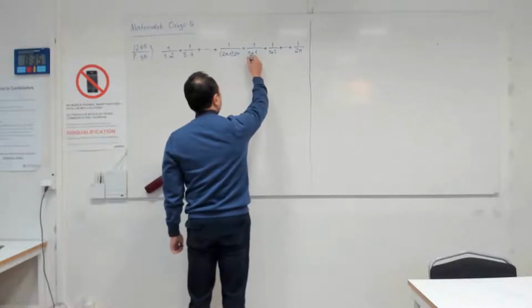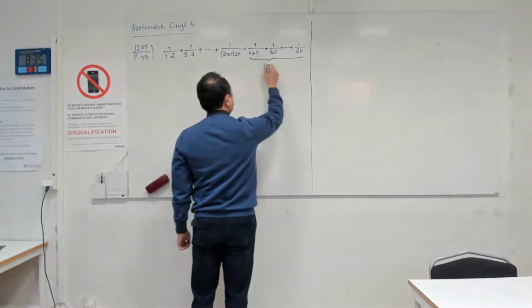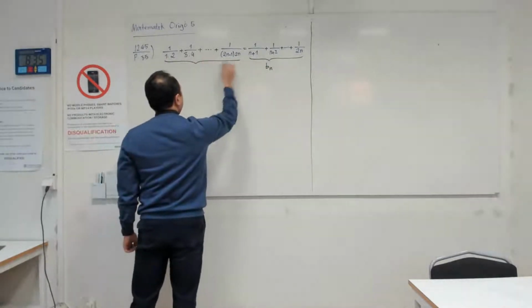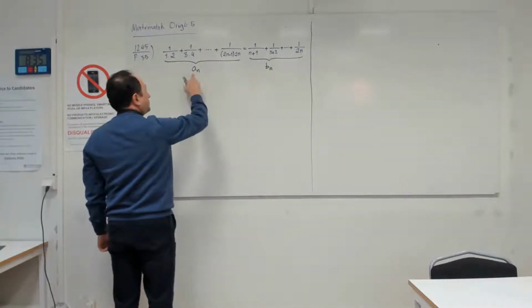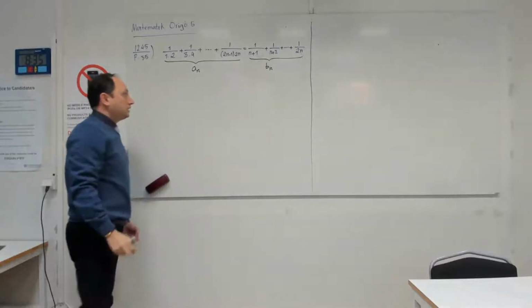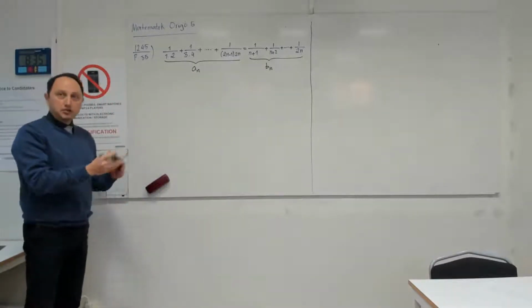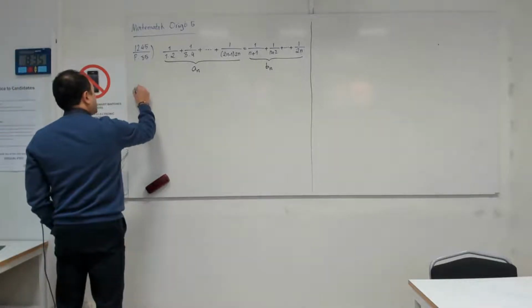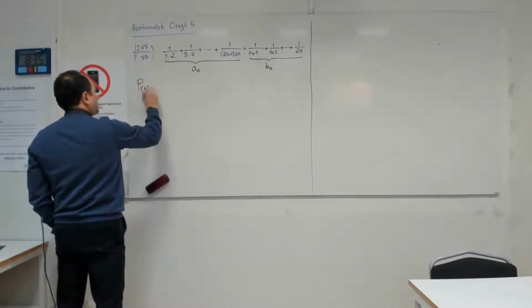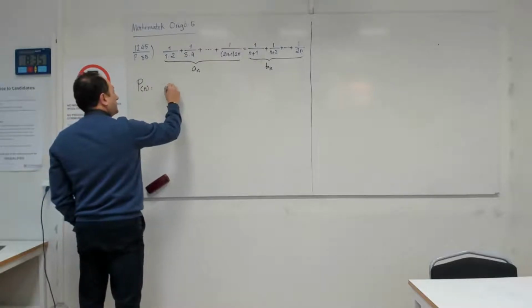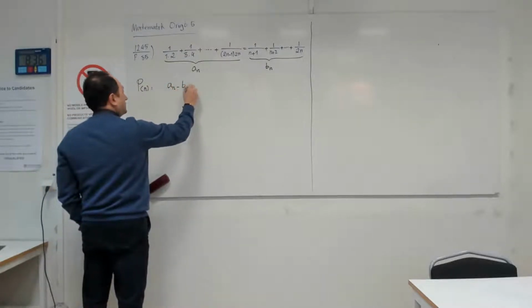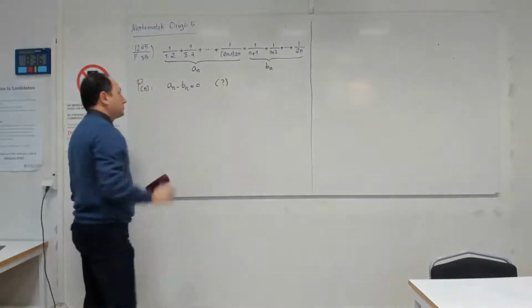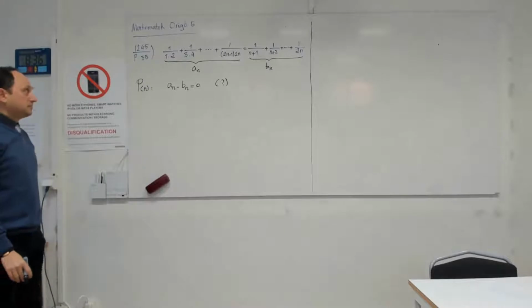If I remember correctly, I called the right-hand side Bn, and I called the left-hand side An. I want to show that An is equal to Bn. It is equivalent to show that An minus Bn is equal to 0, so they are the same. So the statement Pn is that An minus Bn is equal to 0. This is the statement that I want to show using mathematical induction.